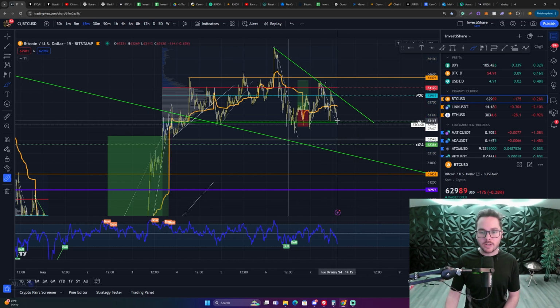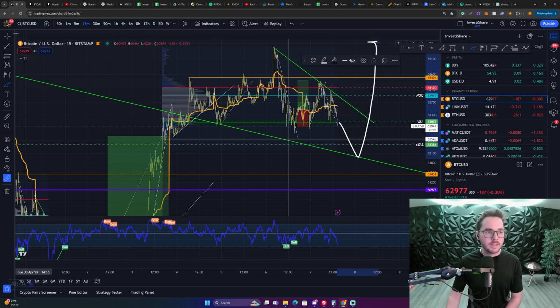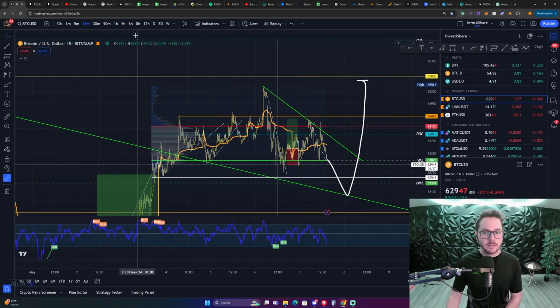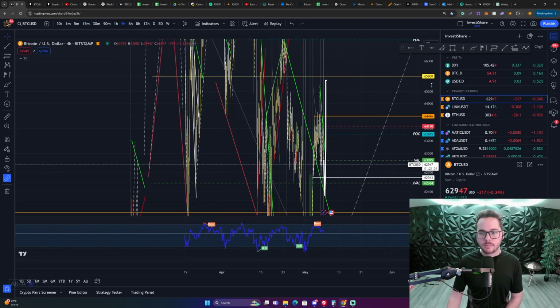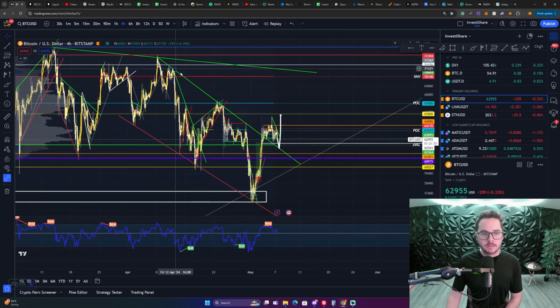If this were to occur and we honor this as support and we get a higher high, we're definitely likely going to get to the structural point of control, which is at 67,000. And let me go to the 4 hours so you can see what I'm talking about. Right? So we get a bounce off of this level and a higher high.